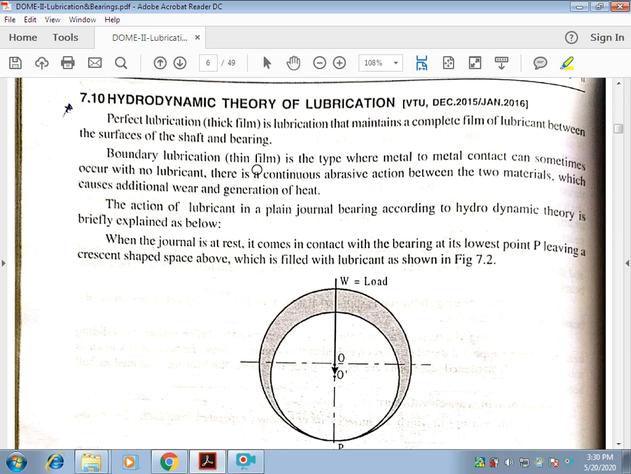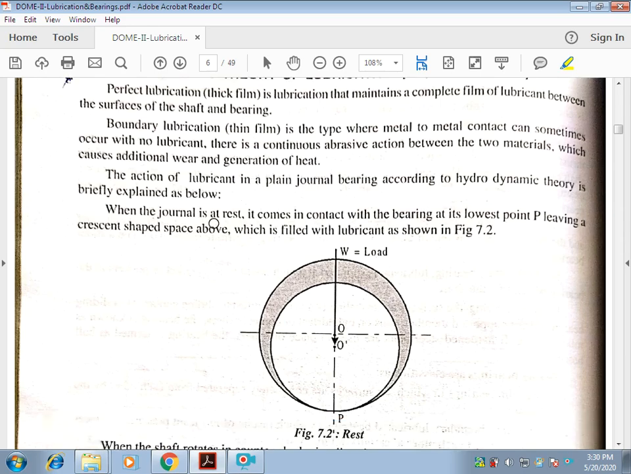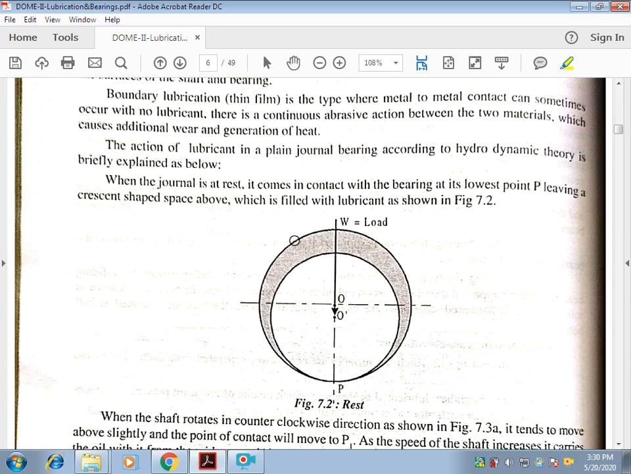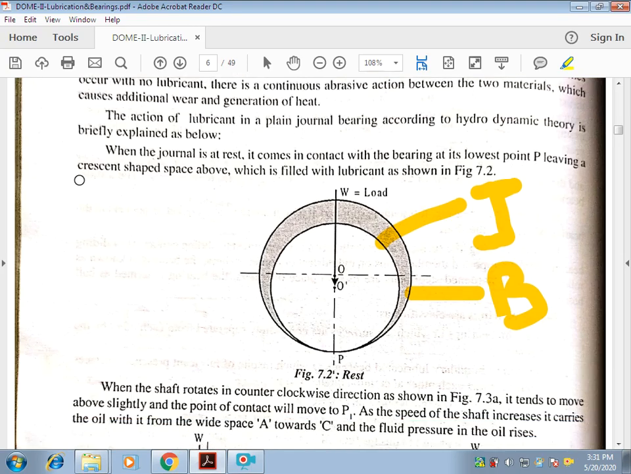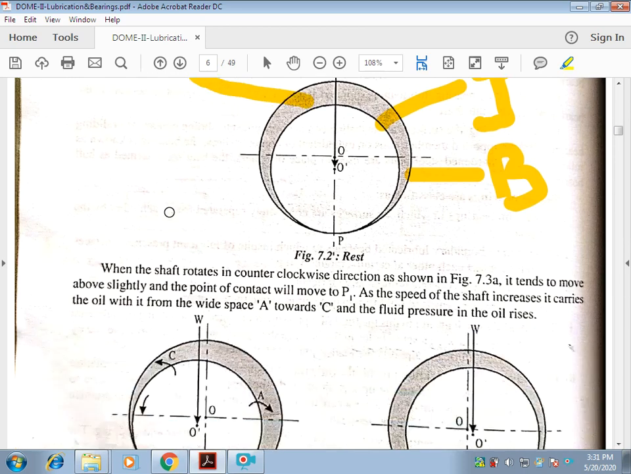Now let us see what is hydrodynamic theory. When a journal is at rest, this is the journal and this is the bearing. Contact of the lubricant is at the lowest point P, leaving a crescent shaped space above. This space is called the crescent space.